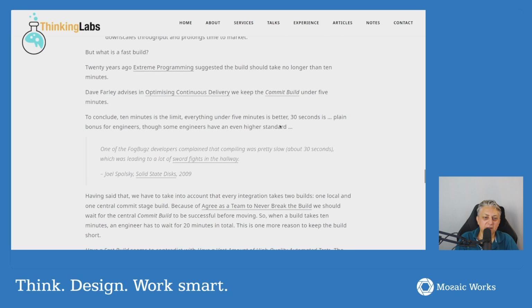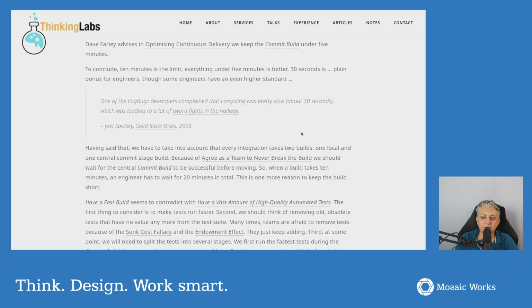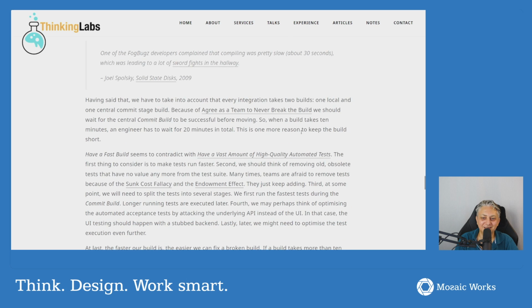But what is a fast build? 20 years ago, Extreme Programming suggested the build should take no longer than 10 minutes. They fairly advise in Optimizing Continuous Delivery: we keep the commit build under 5 minutes. To conclude, 10 minutes is the limit. Everything under 5 minutes is better. 30 seconds is plain bonus for engineers, though some engineers have even higher standards.